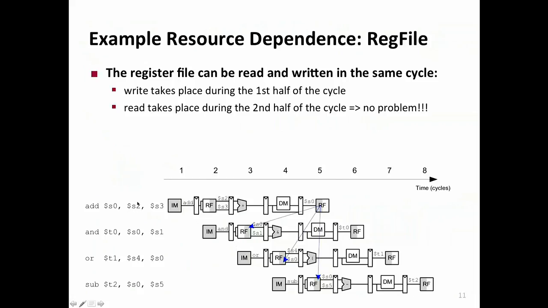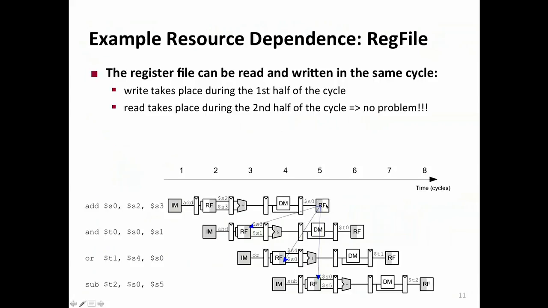If you look here, add actually produces its result on cycle 3, and AND actually needs that result really in cycle 4, because AND happens in this ALU, and add finishes in this ALU. So if you can supply this result directly by forwarding it to the AND, this can be a correct execution order. But this is an example of resource contention.